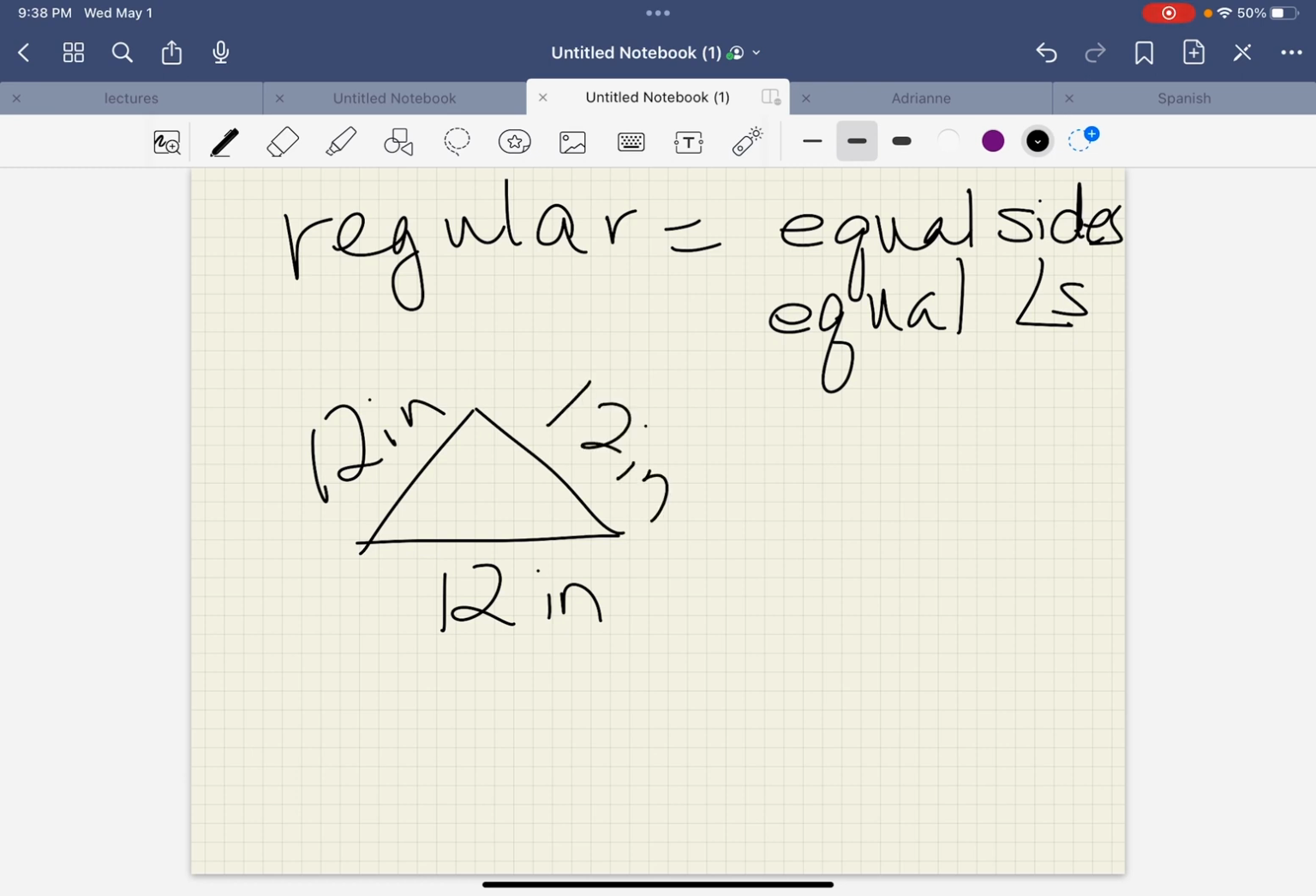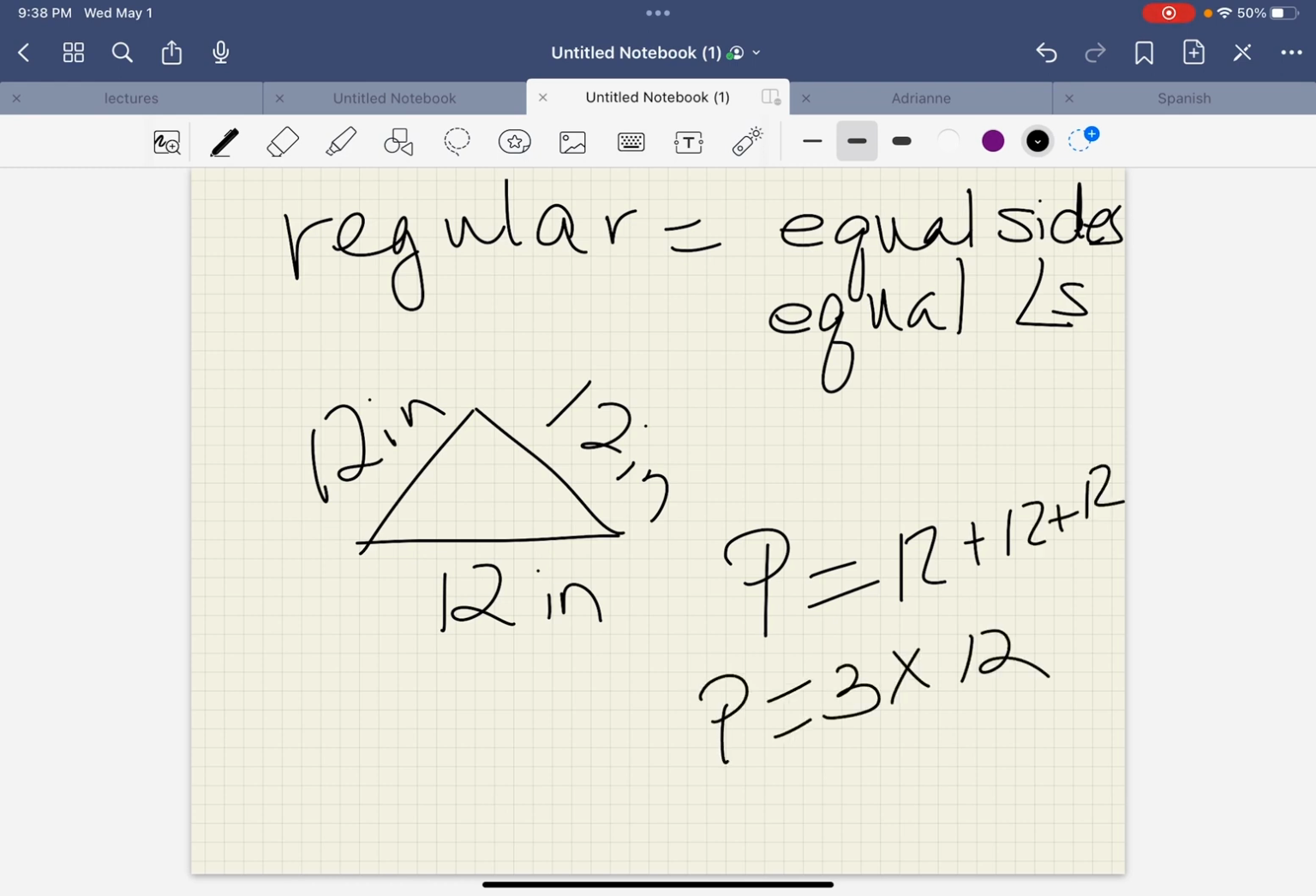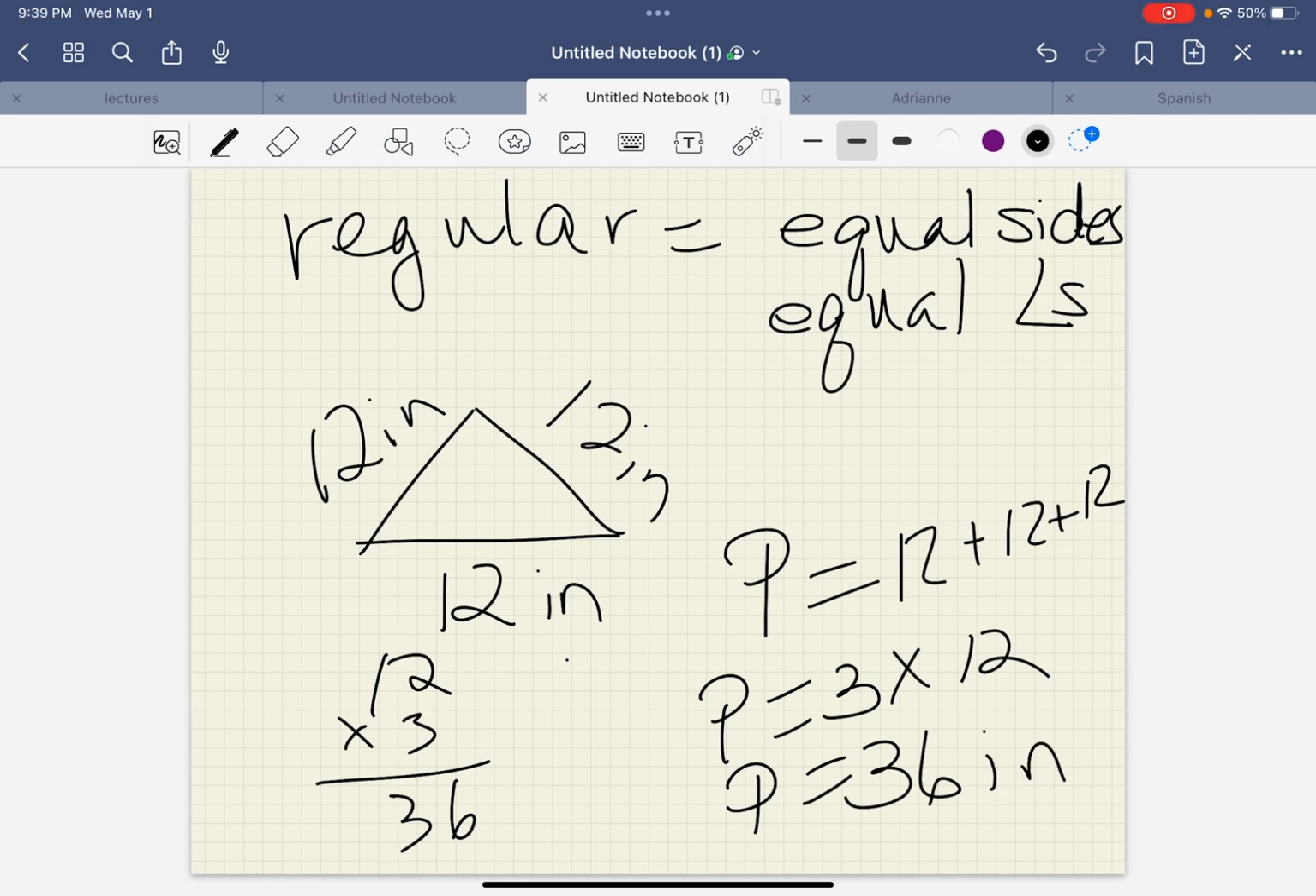Okay, to find the perimeter, we just add them all up, or we multiply. It's either 12 plus 12 plus 12, which is the same thing as saying 3 times 12. So 3 times 12 is, 3 times 2 is 6, 3 times 1 is 3. So the perimeter is 36, and those were inches, so that's 36 inches.